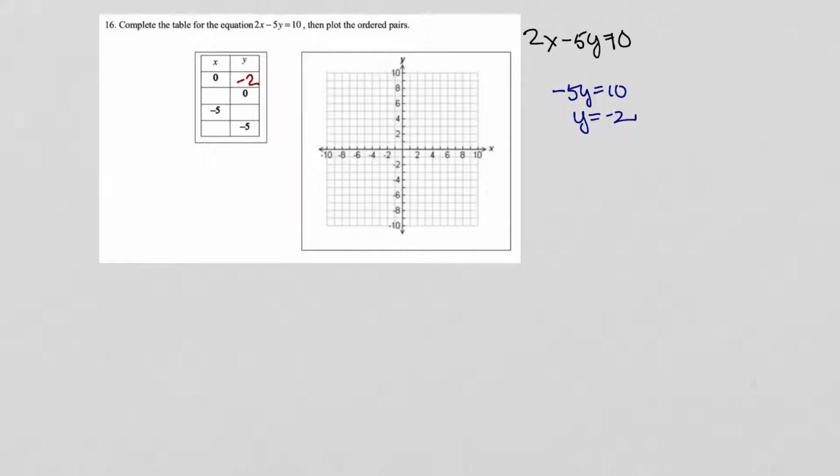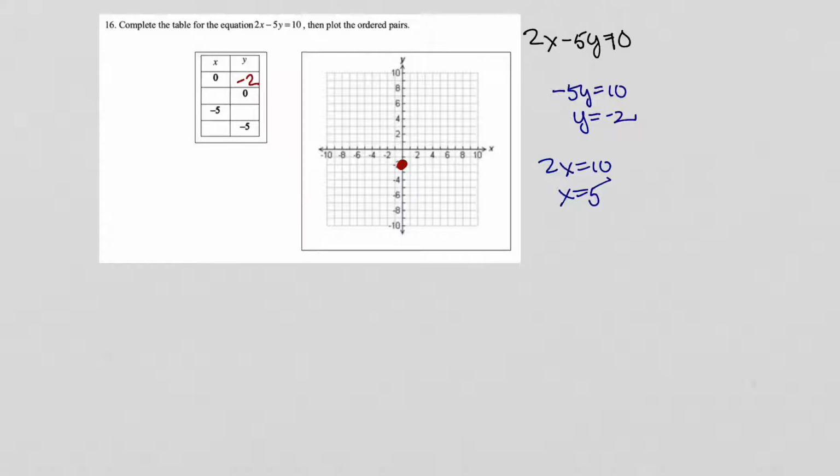And let's go ahead and plot that point. Where is it? Well, no left to right movement, but vertical down 2. So if we start at the origin, we'll just go down 2, and we've got that first point right there. And now when y is 0, we'll just put 0 in for y, and that whole term disappears, and then we're left with 2x equals 10. Divide by 2, we'll get x is 5.